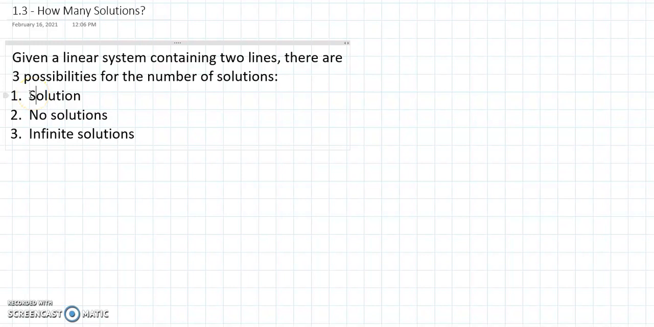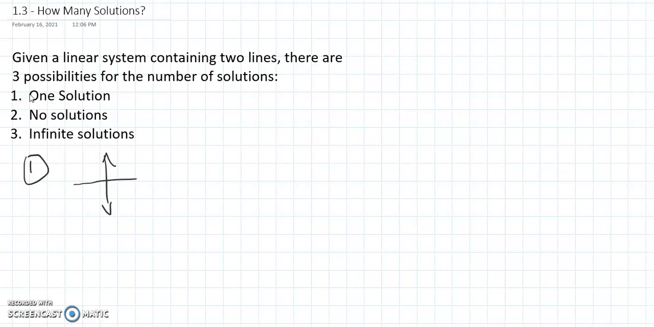You could have one solution, which is the case that we usually see: one point of intersection. You could have no solutions, or you could have this third case, which is infinite solutions. That one we'll have to talk a little bit about. But the one solution is the one we normally deal with. If you have two standard lines, they will have one point of intersection, and we've done that using substitution. Every example we've done so far has had one point of intersection, one solution.